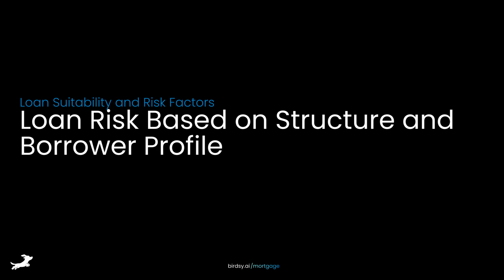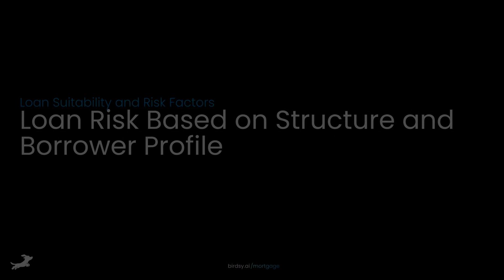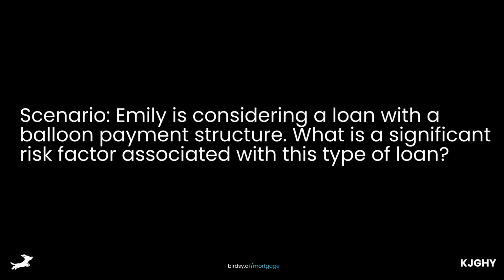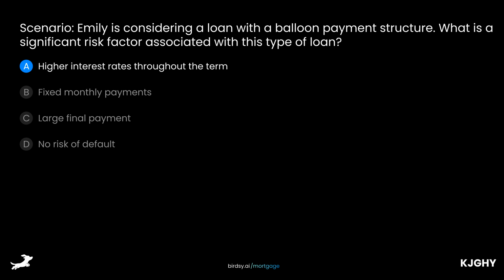Loan risk based on structure and borrower profile. Scenario: Emily is considering a loan with a balloon payment structure. What is a significant risk factor associated with this type of loan? Is it A, higher interest rates throughout the term? B, fixed monthly payments? C, large final payment? Or D, no risk of default?